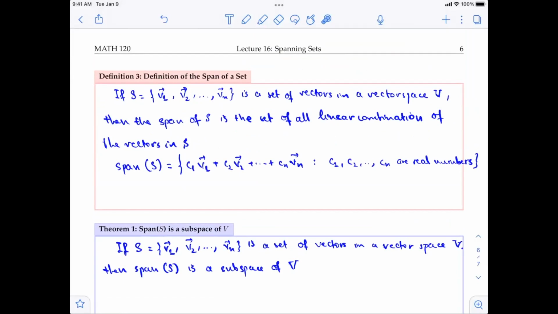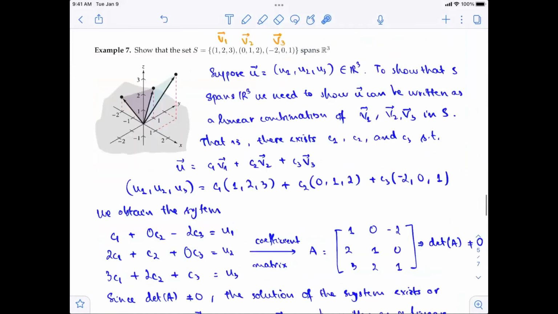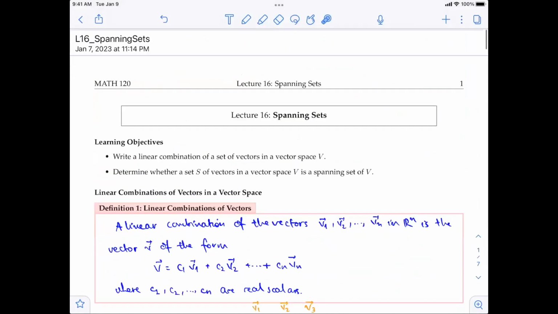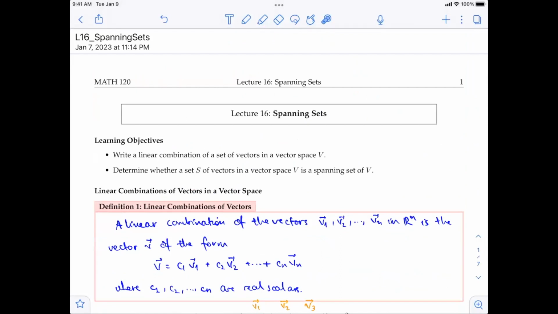All right, so that's it for me. In this lecture, we looked at the concept of the span of a set. To write down the definition of the span of a set, we looked at the notion of linear combinations, and how to determine if a vector can be written as a linear combination of the vectors in a set.